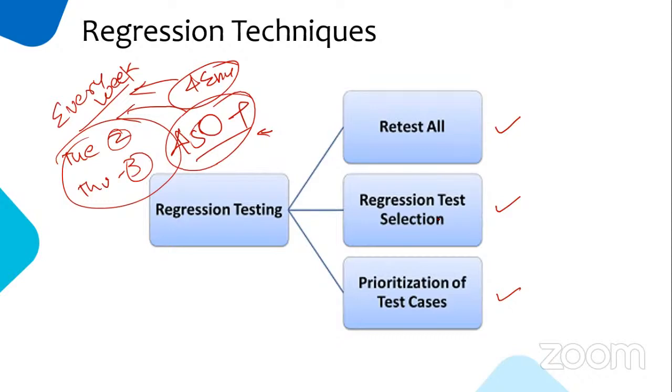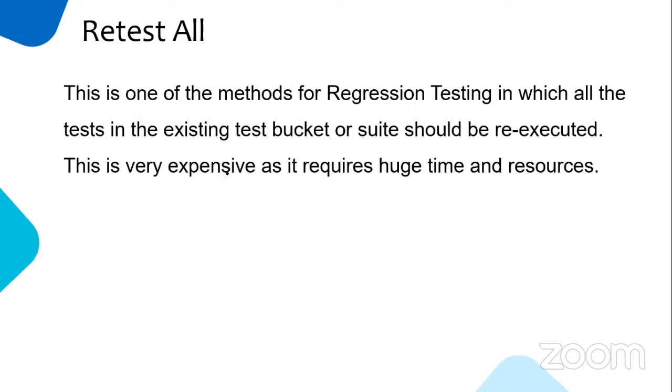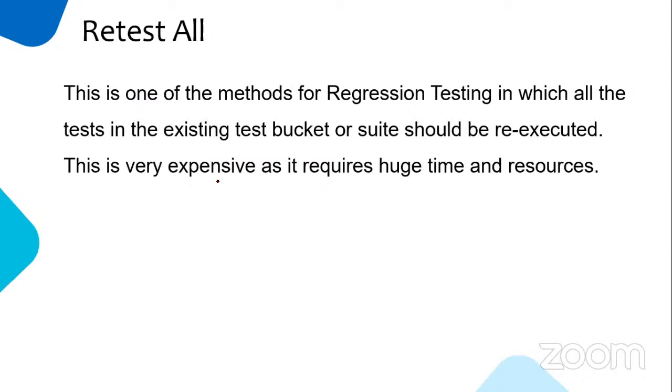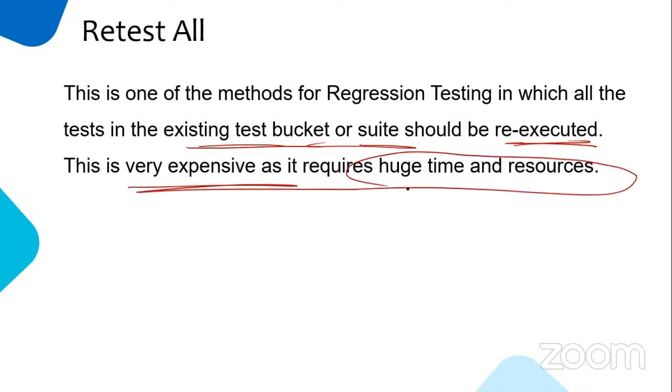First technique, retest all. Retest all means simple: all the 450 test cases, you need to test them. All the tests in the existing test bucket, that 450, should be re-executed. Everything. This is very expensive. It requires huge time and resources. I'll say no, this is a problem. I don't have that much time. I don't have that much budget. Do I need to run all 450 test cases?